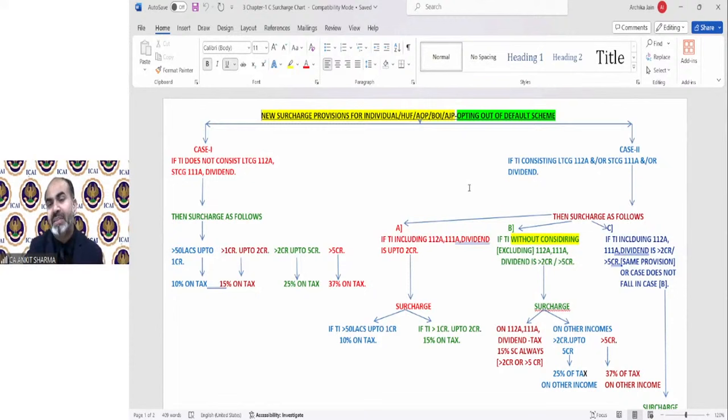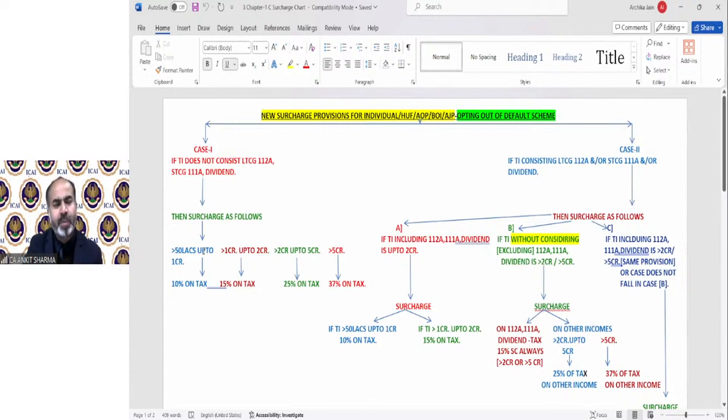So in case you are out of this 115BAC tax regime, I believe you must have gone through the provision of surcharge also in chapter 1. I'm just going to revise it in 1 or 2 or 3 minutes. Okay. So there is case 1, which says if total income does not consist long-term capital gain under section 112A, short-term capital gain under section 111A or dividend. So if your total income does not consist these three incomes, then surcharge will be as follows.